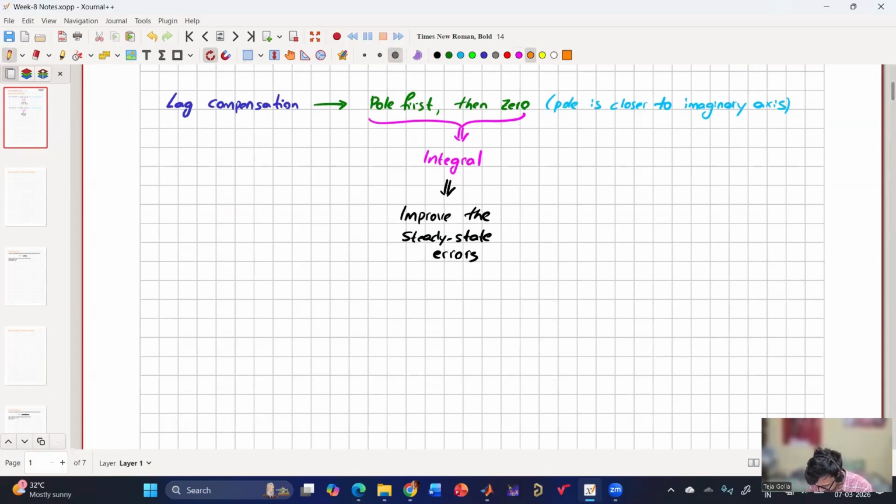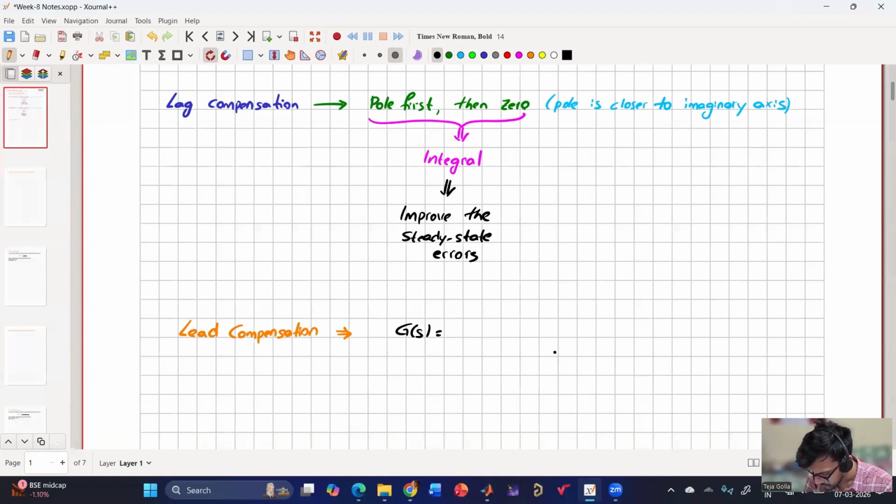What is the lead compensation transfer function? This is the standard that everyone follows. Sir has also given it in the lectures as well as his presentation. Let me call it GC because it's a compensator. G of S corresponds to the plant and GC of S corresponds to the compensator. So it is Kc into (S plus 1 by tau) by (S plus 1 by alpha tau). And in this case, alpha is less than 1.